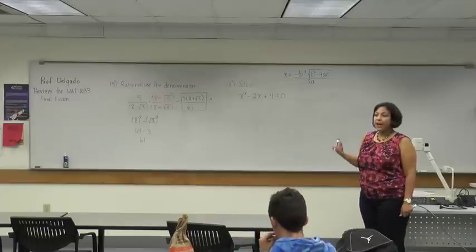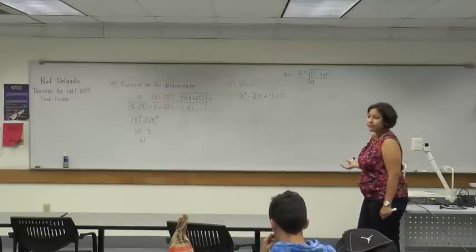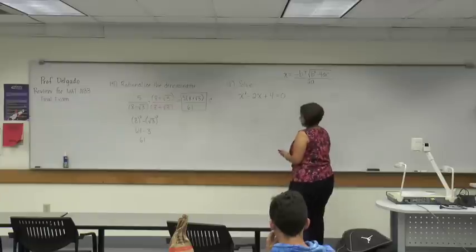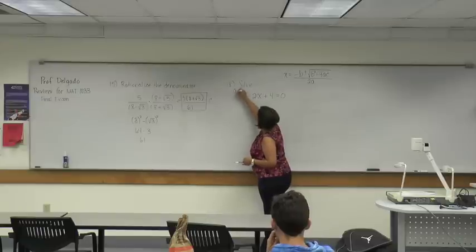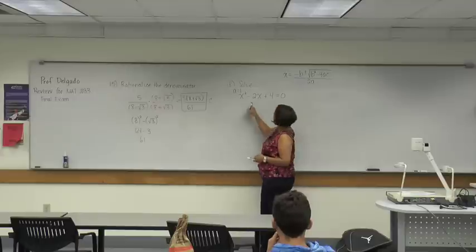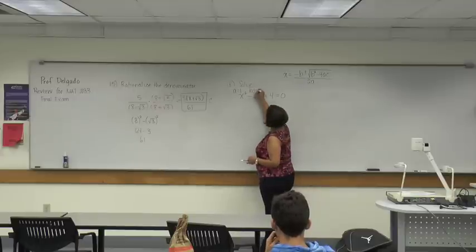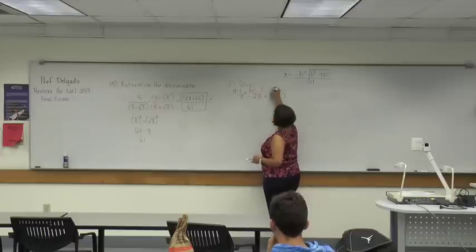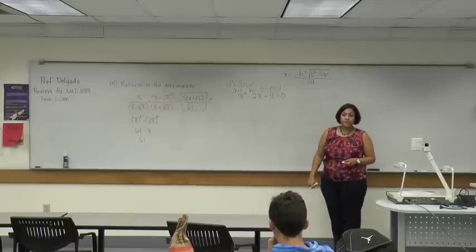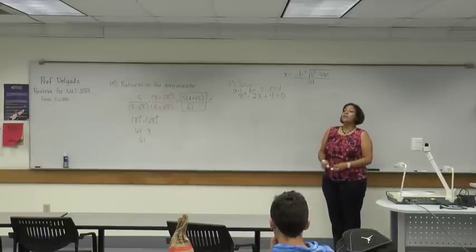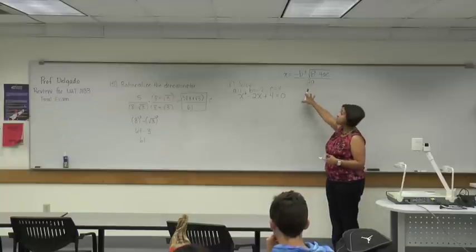Now what are a, b, and c referring to? They're referring to those coefficients, right? So here a is 1, b is negative 2, c is positive 4. Now, you plug those three numbers into the formula and simplify.